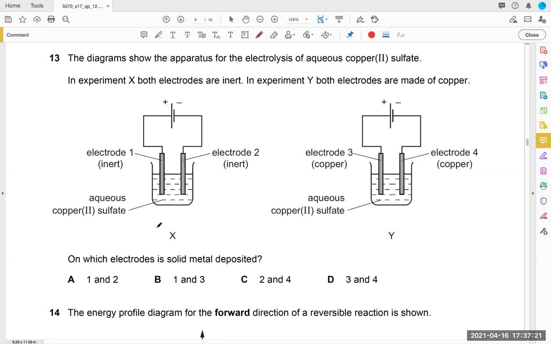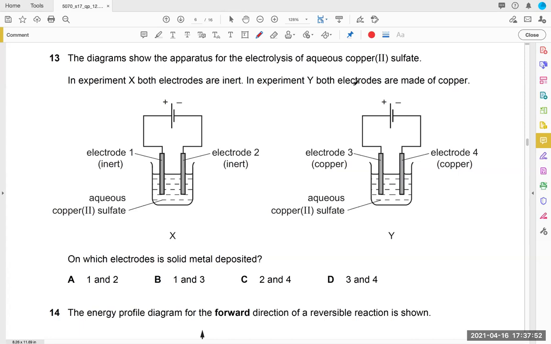The diagram shows the apparatus for electrolysis of copper 2 sulfate. Okay. Here it hasn't told us whether it is dilute or concentrated. One reason for that is that copper is less reactive than hydrogen. So no matter what happens, whether it's dilute or concentrated, copper is the one that's going to go. In experiment X, both electrodes are inert. In experiment Y, both electrodes are made of copper. Okay. On which electrodes is solid metal deposited?